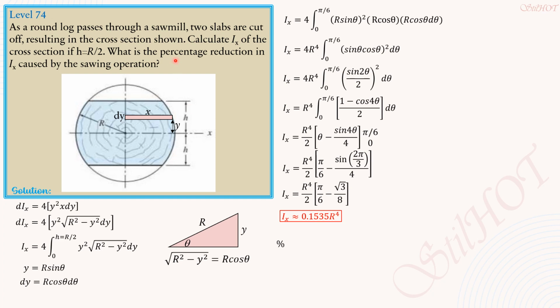So for the percentage reduction, therefore, percent reduction is 100% times quantity pi over 4 r to the fourth minus 0.1535 r to the fourth, divided by pi over 4 r to the fourth. So using the calculator, the percent reduction in Ix is about 80.46%.